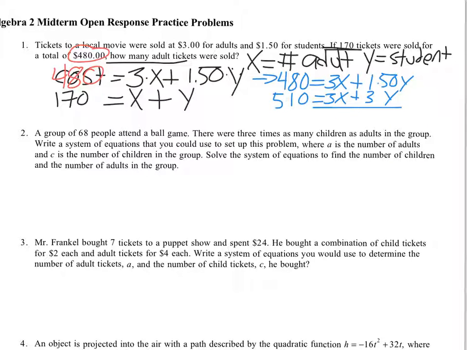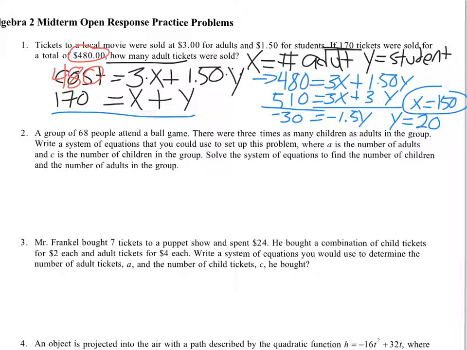When I subtract these two, I get negative 30 is equal to negative 1.5y. And that means that y is equal to, when I divide negative 30 by negative 1.5, I get 20. Okay, and if y is 20, based on this equation, that means that x has to be 150 for that to be true. And that's what I'm looking for, the number of adult tickets.